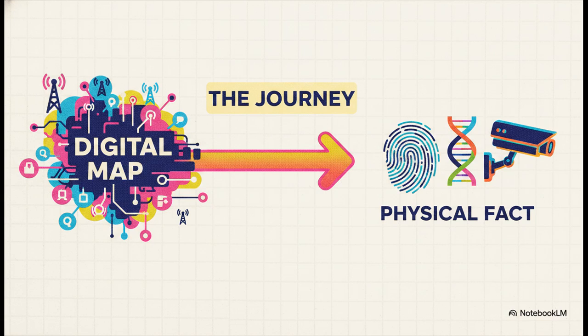So here's the bottom line. This digital map is just that, a map. It's an unbelievably powerful tool for pointing investigators in the right direction. It can lead them to a car, to a house, to a person. But for it to mean anything in a courtroom, that digital trail has to connect to something real, something physical. We're talking forensics, a witness, actual video footage.